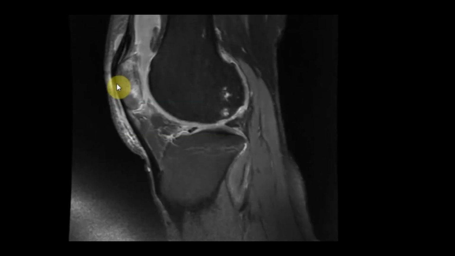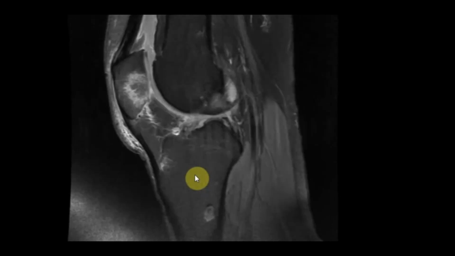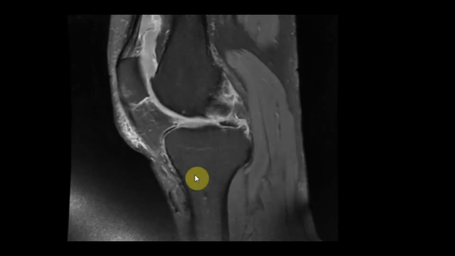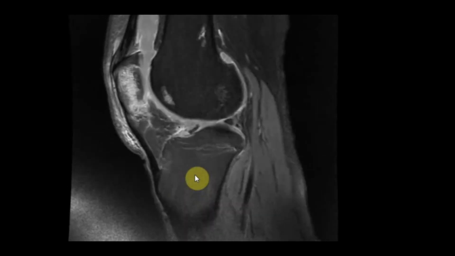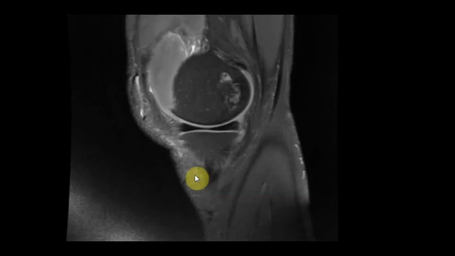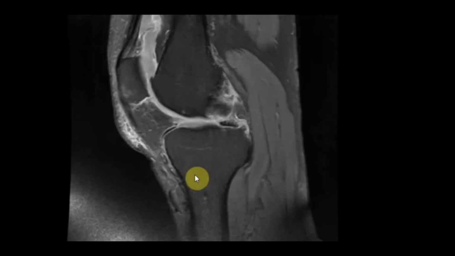Let's see the next case. This is a case of a 31-year-old male who hit his knee with a hard object. And as we can see, there is a slight amount of edema involving the anterior cruciate ligament. However, the fibers are intact. Posterior cruciate ligament is intact. The lateral meniscus is normal. Medial meniscus is showing grade 2 signal intensity in the posterior horn.